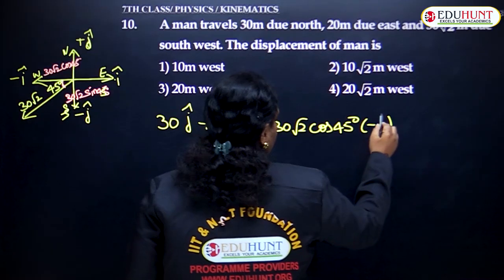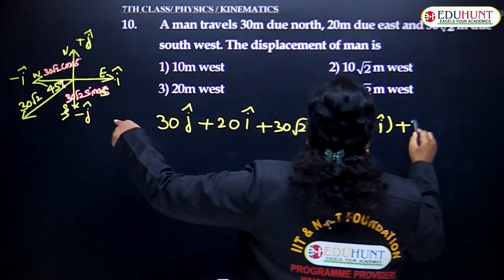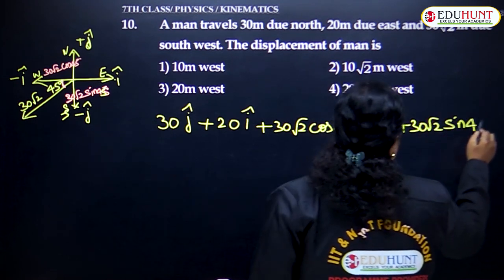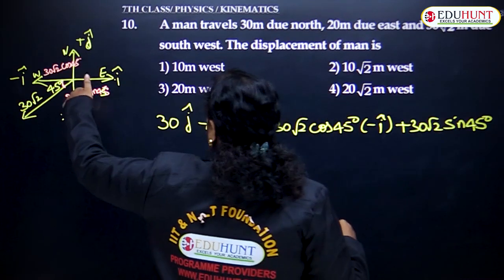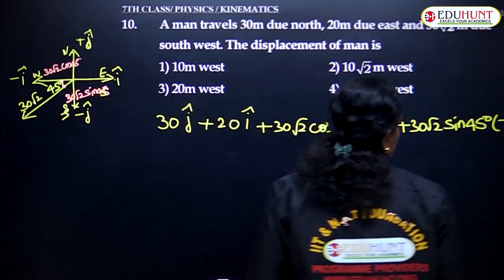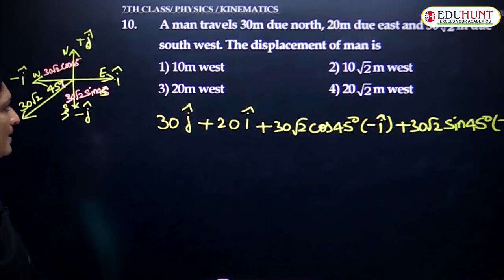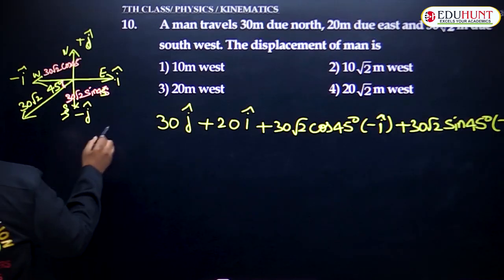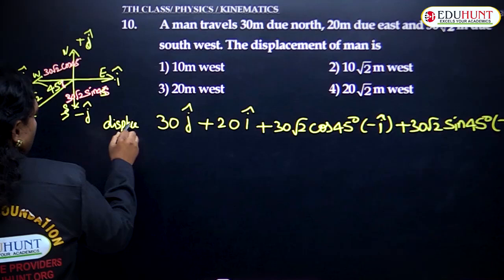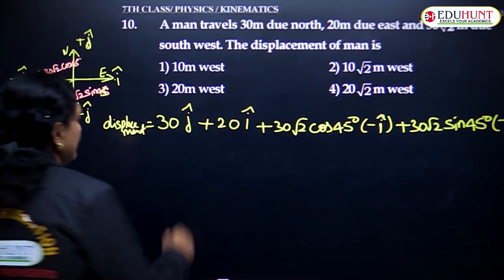Minus I cap, and again 30 root 2 sin 45, where, my children, sin 45 is in the negative y-axis. Negative y-axis. This is how you need to write it. So this gives you the final displacement of the body. Displacement is equal to this total value.